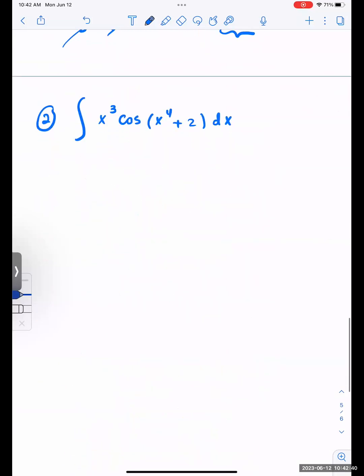And again, you may ask, how do I know it's a U substitution? The more you practice, the more you know if it's a U substitution or not. The integral of x cubed cosine of x to the power 4 plus 2 dx. Sorry, this is example 5. So I want you to think of what U substitution to use here.